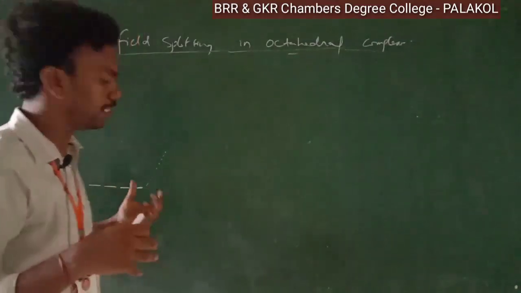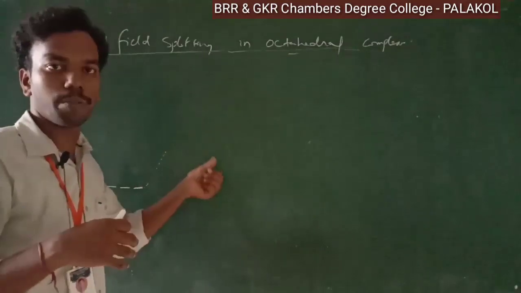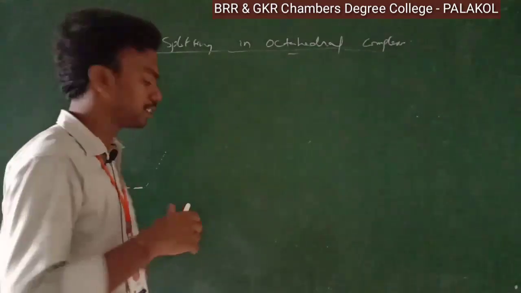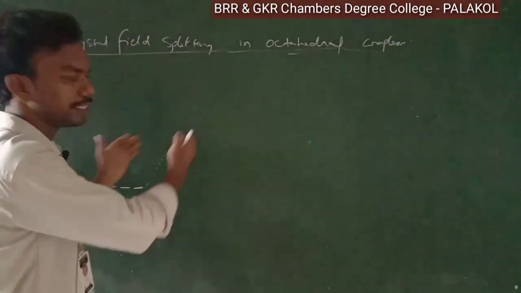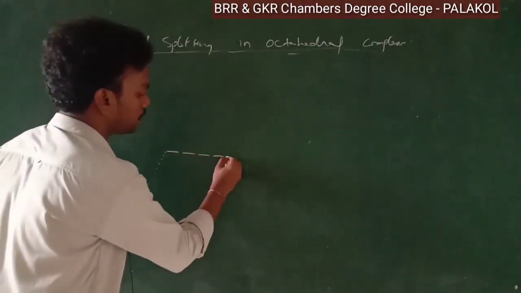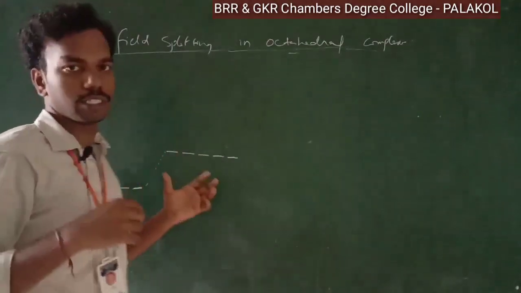from all the directions. There is electron-electron repulsion between the ligand orbitals and the metal d orbitals. Because of that electron-electron repulsion, the energy of the 5 d orbitals rises somewhat, increases.